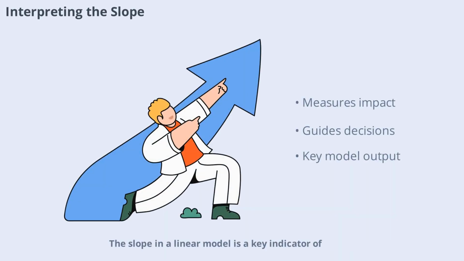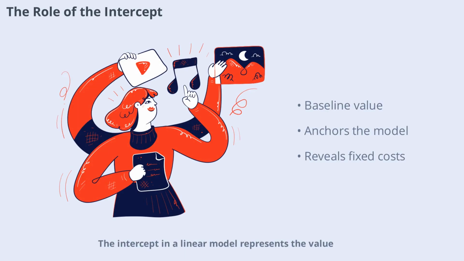The slope in a linear model is a key indicator of how much the dependent variable changes in response to the independent variable. For example, if the slope is 0.5, then for every 1 unit increase in x, y increases by 0.5 units. In economics, this could mean that every extra dollar of income leads to 50 cents more in spending. Understanding the slope helps economists and policymakers gauge the impact of changes and make informed decisions. The intercept in a linear model represents the value of the dependent variable when the independent variable is 0.